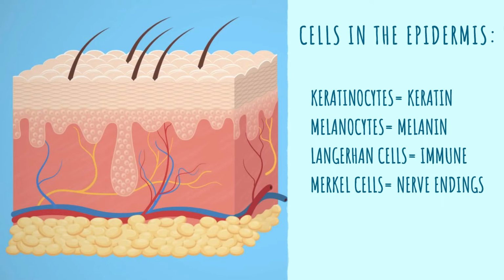Langerhans cells, which are a part of the immune system, will be discussed in Chapter 22. Merkel cells are specialized epidermal cells associated with nerve endings, which are also responsible for detecting light touch and superficial pressure.